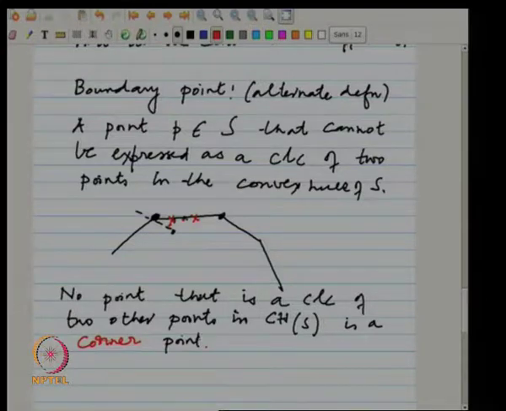So in other words, the moment we see that there is some point which can be expressed as a CLC of 2 points, we know that it cannot be a boundary point. It is no longer a candidate for a boundary point. So that is also another way these algorithms work. The moment I find that some point is a convex linear combination of 2 points, it means that we can discard that from further consideration, right.